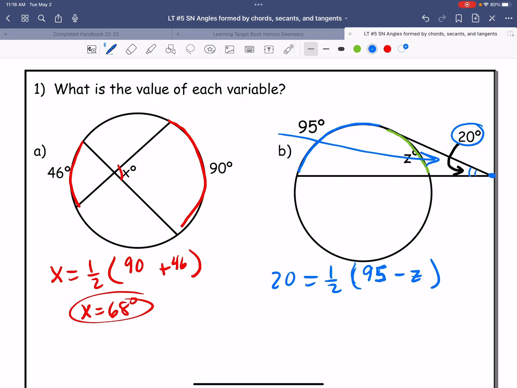So we're solving this one. I'm going to multiply both sides by 2. That gets rid of the 1/2. And I get 40 equals, these cancel, 95 minus z. Then add z, subtract 40, and we get z is 55 degrees.